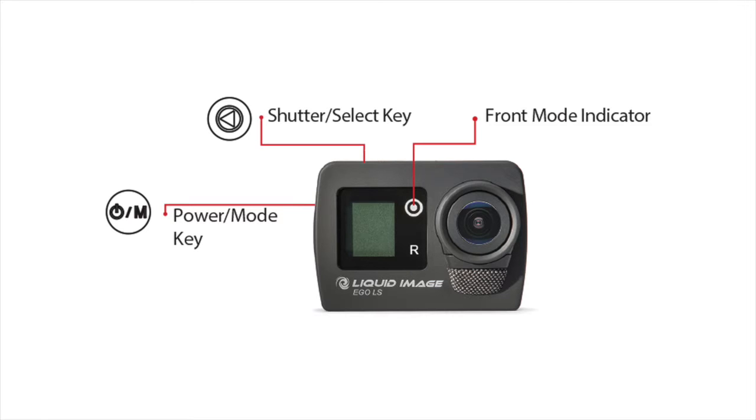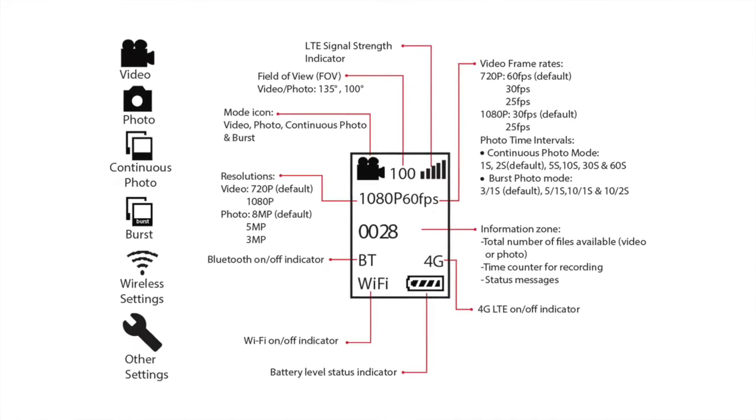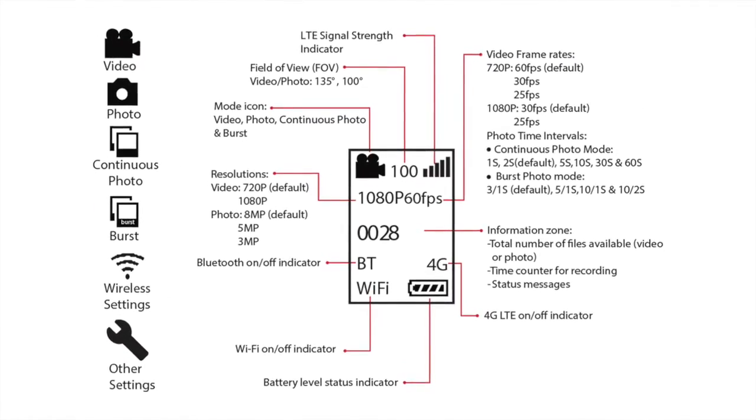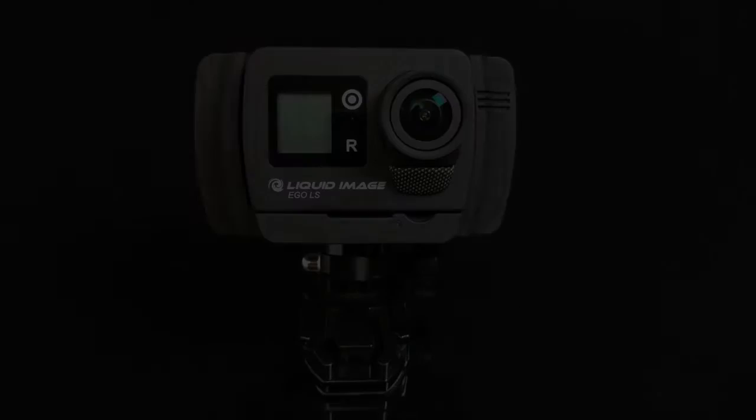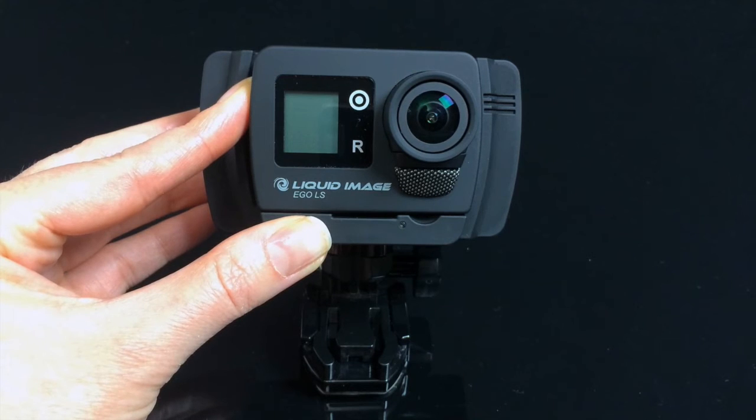The front mode indicator light gives you a visual signal of the mode that you're currently in and whether or not you are recording. Refer to the Quick Start Guide diagram of your LCD screen whenever you have a question about an indicator. Start your camera by pressing the Power Mode button on the side.